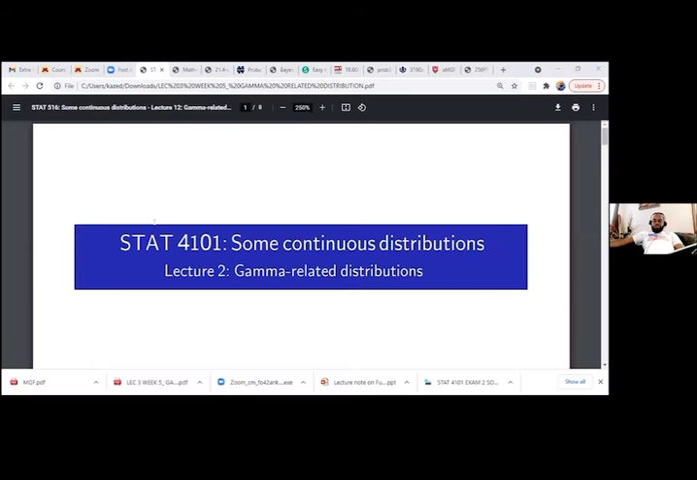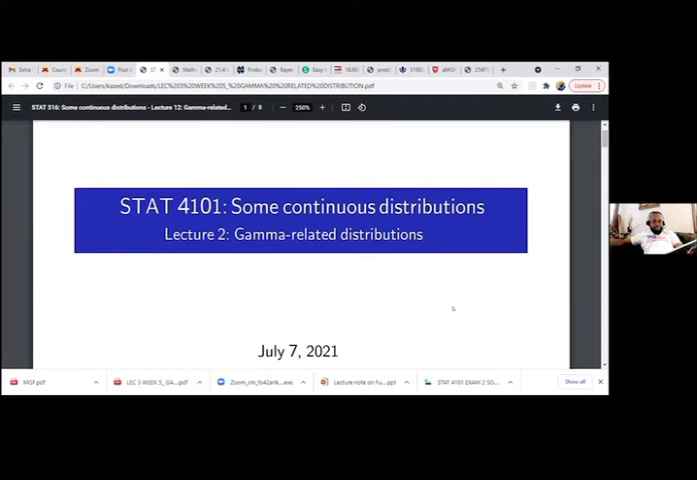Now I'm going to stop my share and go into today's material. Give me 1 second. Today's material, we want to talk about gamma related distributions. We're still on continuous probability distributions. Can you confirm that you are seeing what I'm projecting right now? Did you see that? The gamma related distributions. Okay, thank you so much.